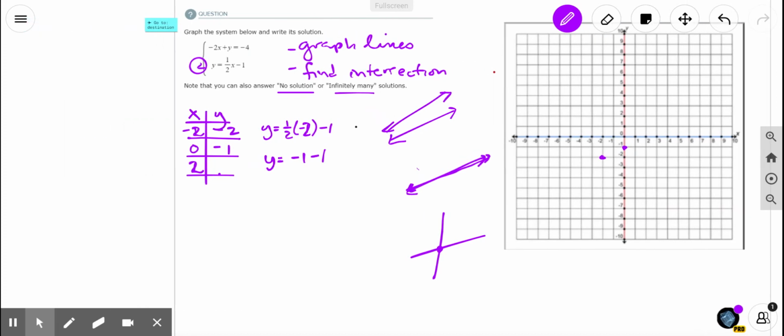You might need to take a little more time, and that's perfectly fine. So y is equal to 1/2 times 2 minus 1. Cancel, you get 1 minus 1, which is 0. So you get 2, 0 over here. Okay, and then you are simply going to connect the dots.